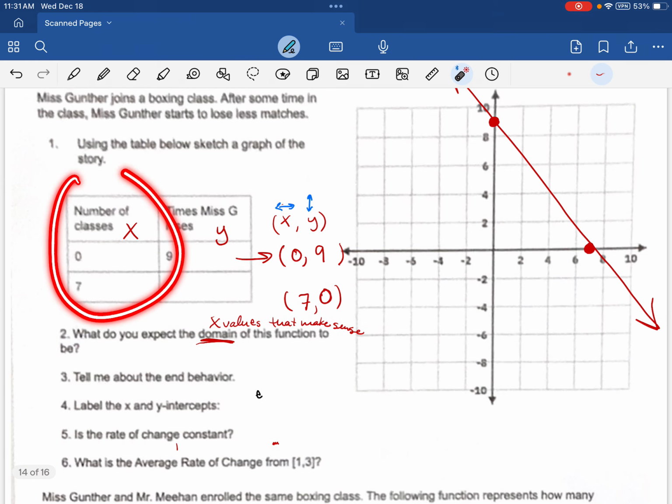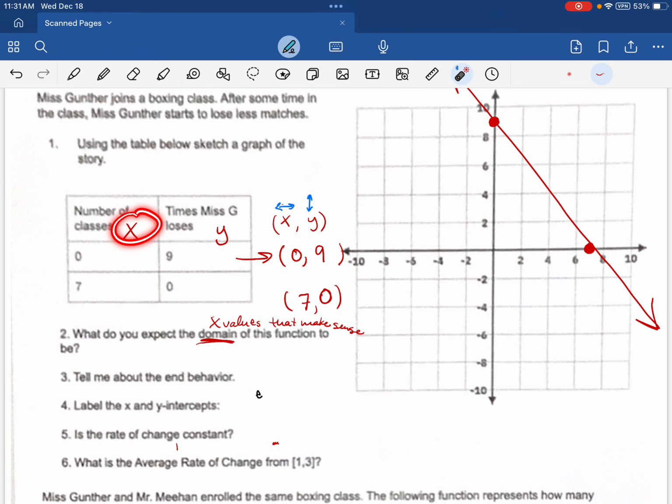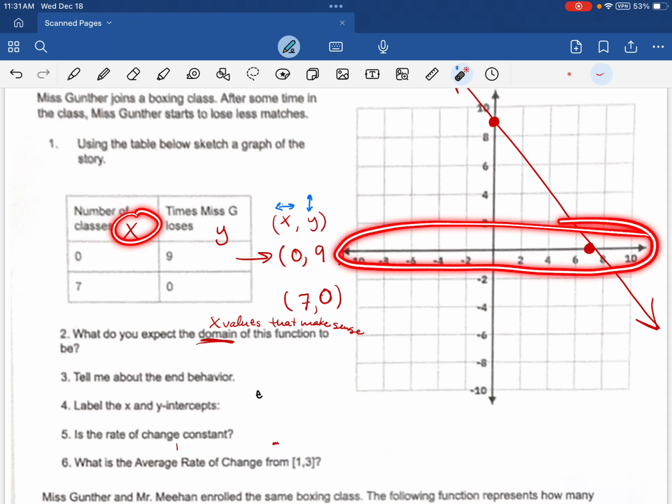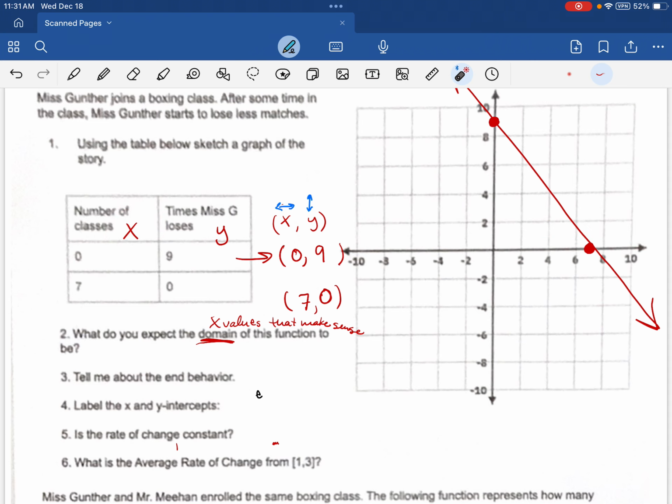If we're talking about number of classes, remember, that's the x, so number of classes is shown on the x-axis. Is it possible to have a negative number of classes? No, it's not. So I know that everything over here is going to be an unacceptable answer. It's not going to be a value that makes sense.